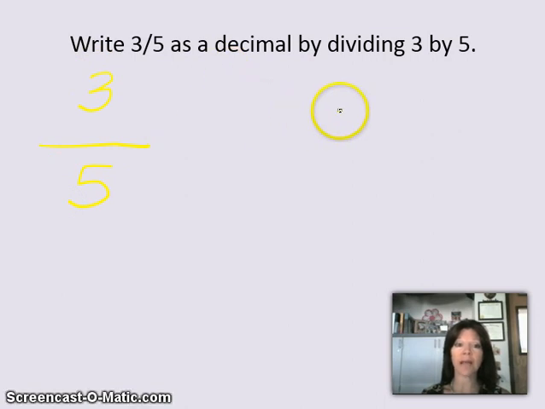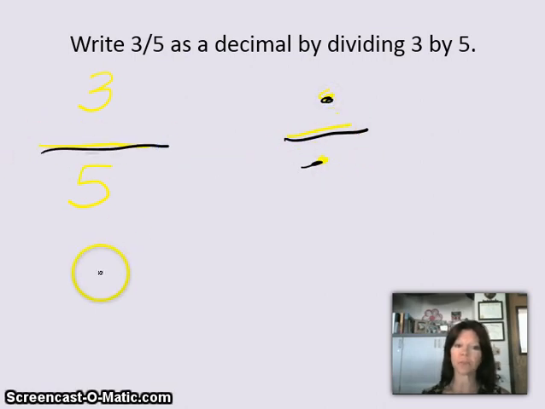the fraction line looks exactly like the division symbol. Let me change to a better color that's going to work here. Okay, so this looks exactly like a division problem. So you can think of this fraction line as a dividing sign. Since it looks like division, you simply take your denominator and you divide your denominator into your numerator.